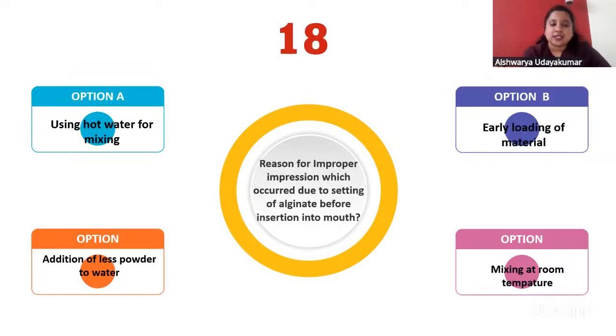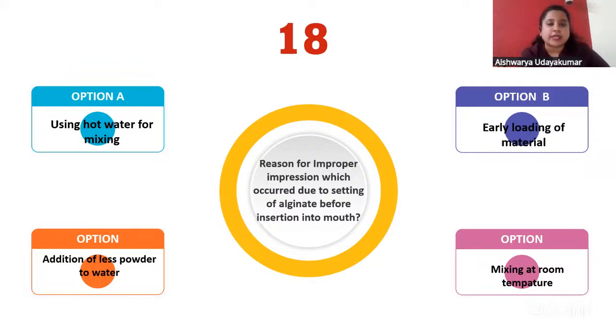Moving on with our 18th question. Reason for improper impression which occurred due to setting of alginate. When we use alginate for an edentulous person, alginate is a very beautiful impression material, but it comes along with its own issues. Now here they have asked what is the reason for an improper impression which occurred due to setting of alginate before insertion into the mouth.